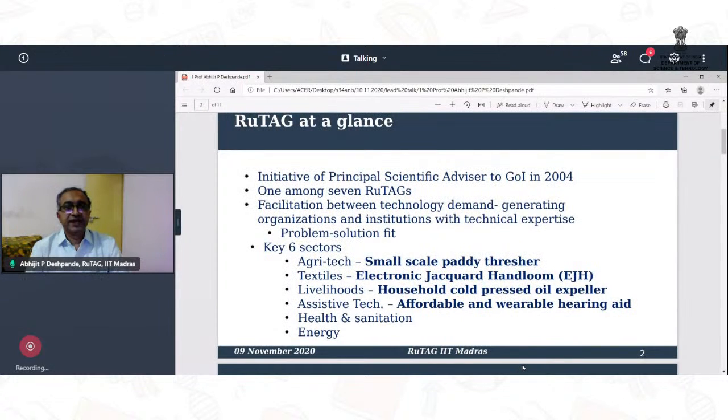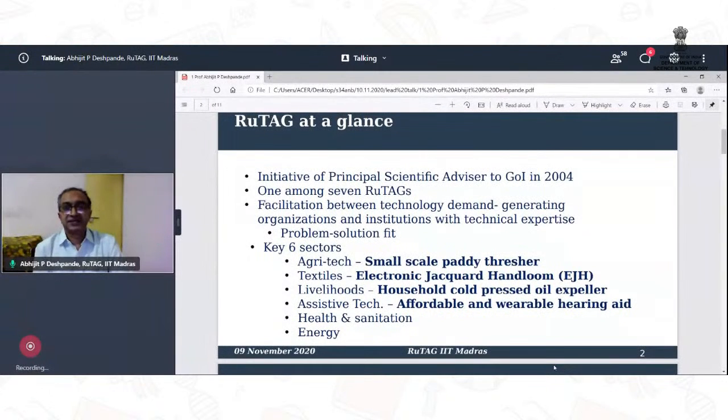Just to recap, it's an initiative from the Principal Scientific Advisor's Office, and we've been working on several projects over the last 15 years or so. The key idea is to identify the demand, and then based on that provide a technology solution. Since the demand is already identified from either an individual or an NGO or a governmental agency, the key idea for us is to find the fit for the demand that was generated.